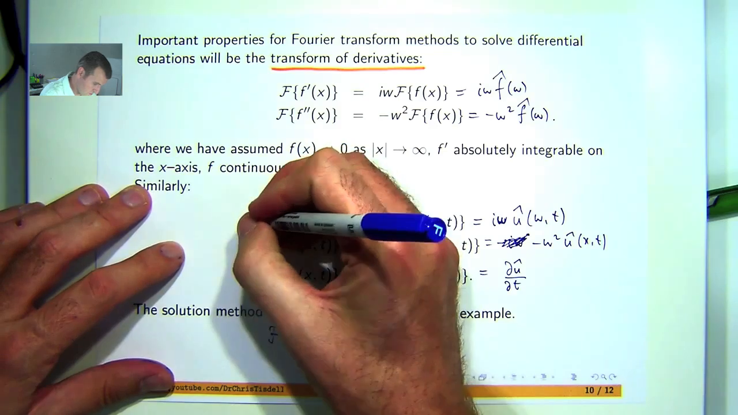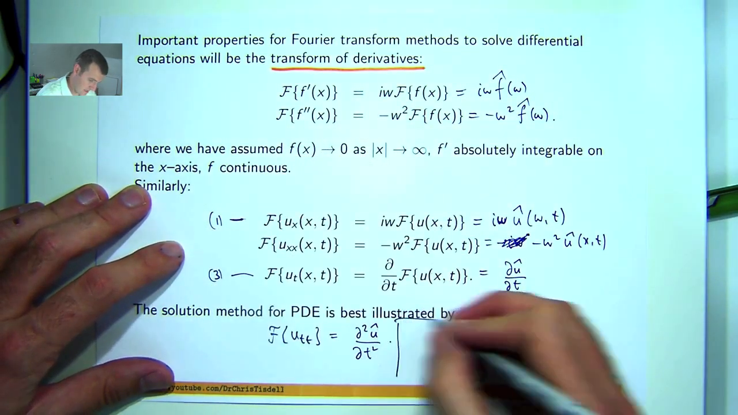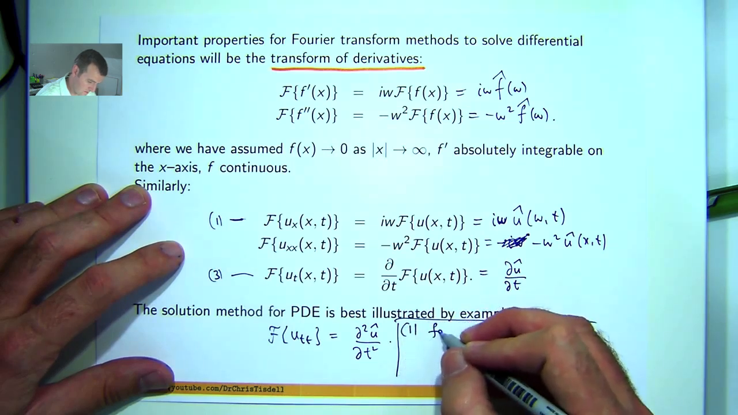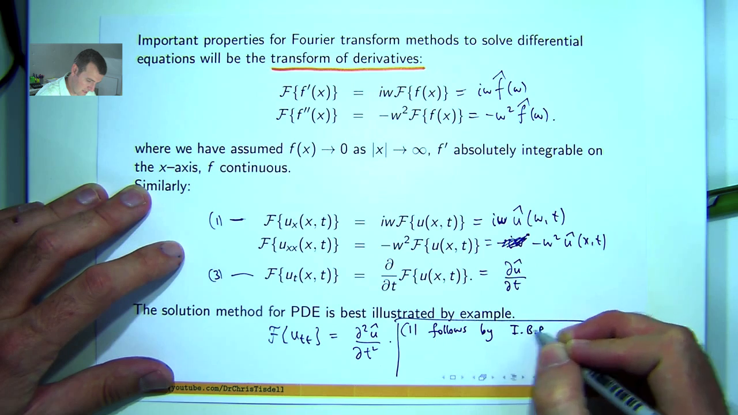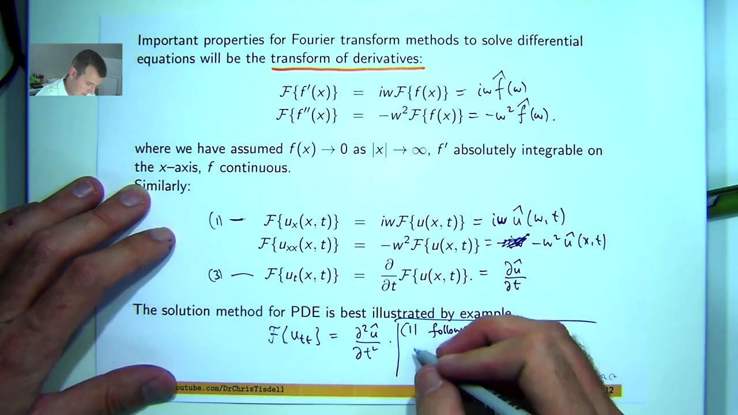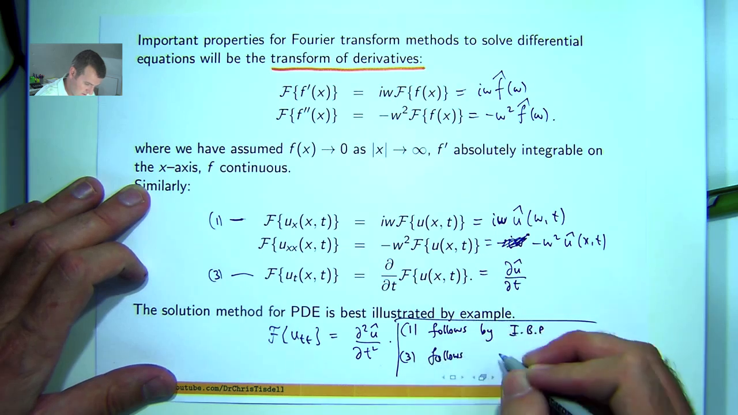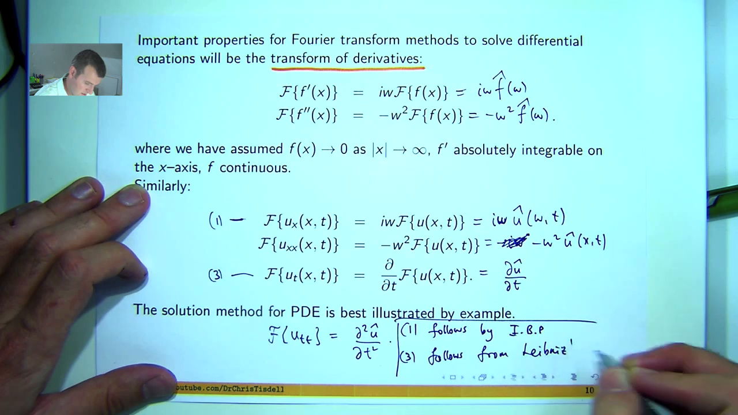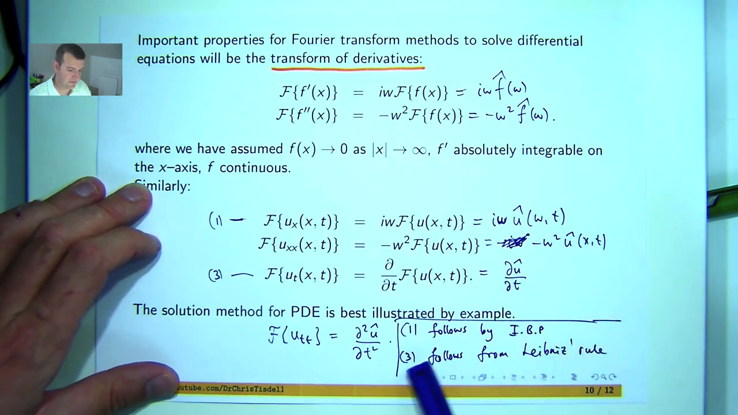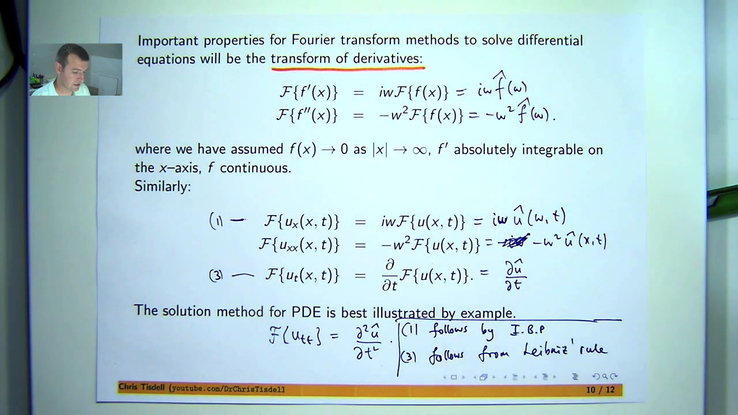So let's just call this, say, 1. And let's call this 3. Okay, so 1 follows by integration by parts, and 3 follows from Leibniz rule. Okay, so you can definitely look that up on my list of videos, and this is just integration by parts. So a couple of exercises for you to do if you're interested.